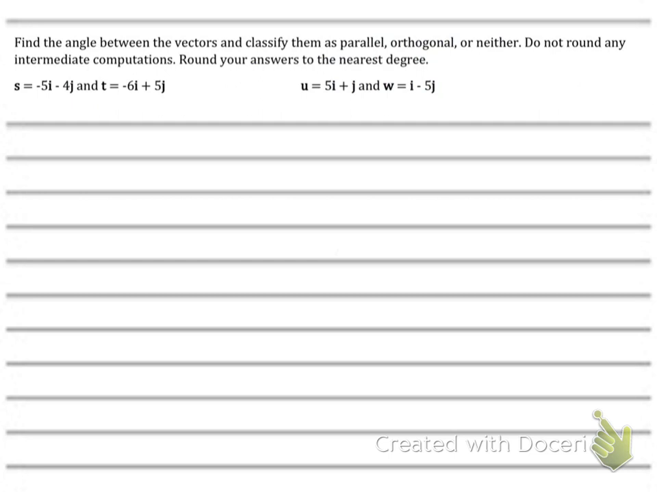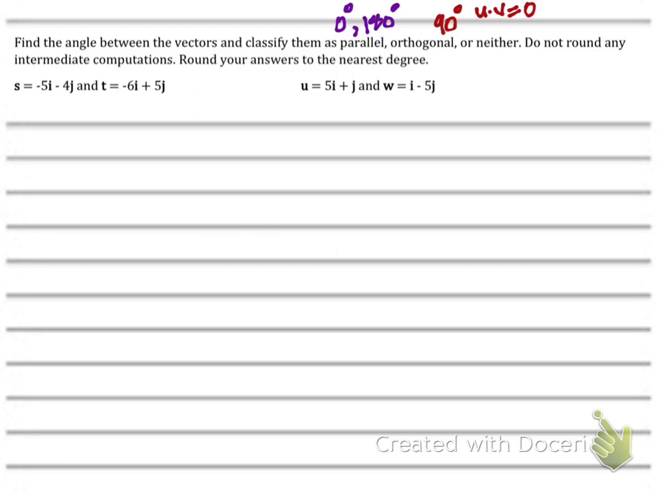So our instructions say find the angle between the vectors and classify them as parallel, orthogonal, or neither. So again, parallel means that the angle between them is either 0 because it's the same angle, or 180 because they start in the same place and go opposite directions. And orthogonal means the angle between them is 90, and we get that pretty easily with u dot v being 0.